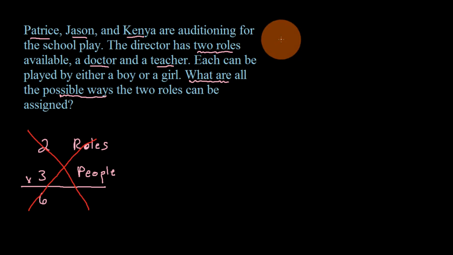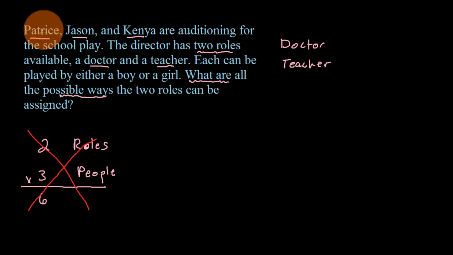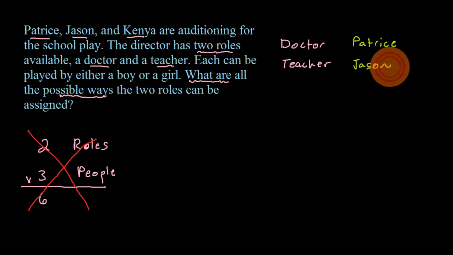So let's think about it this way. How can I express what are the possible ways these two roles, the doctor and the teacher, can be played? So let's just write it out. I want to change colors real quick. Let's pretend that Patrice plays the doctor, Jason plays the teacher. So let's just write that out. Patrice is the doctor, Jason is the teacher. Okay, this is one way the roles can be played, but Jason doesn't necessarily have to be the teacher, and Patrice doesn't necessarily have to be the doctor each time.